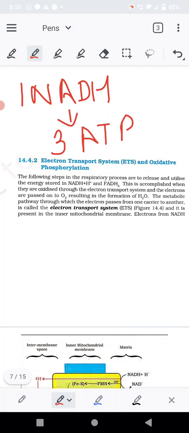Now this is done when they are oxidized through the electron transport system, and the electrons are passed to the oxygen, and it results in the formation of water. Whatever electrons are released from NADH and FADH, they all are transferred to the oxygen, because it is the oxygen receiver over here. It utilizes those electrons and the protons, and it makes the water.